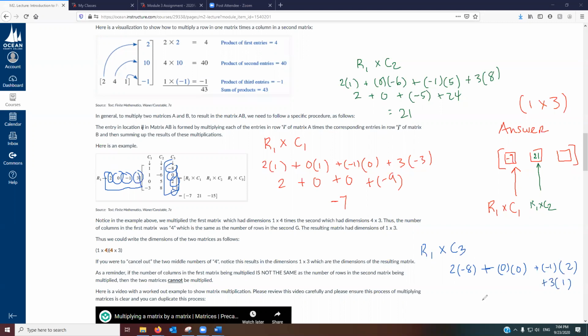All right, and I'll work all this out. This is negative 16 plus 0 plus negative 2 plus 3. What is that? Negative 18 plus 3. Looks like it's a negative 15. So negative 15 goes here. So this was row 1 times column 3.